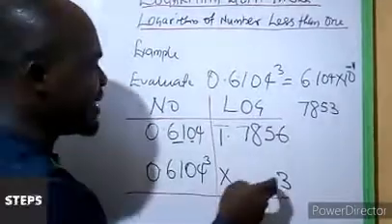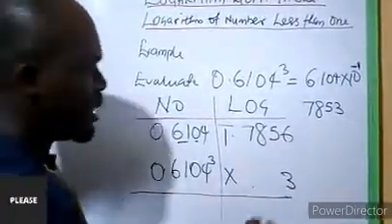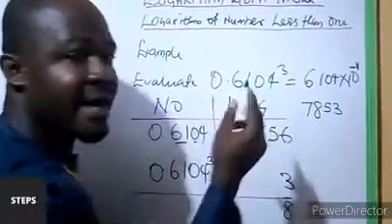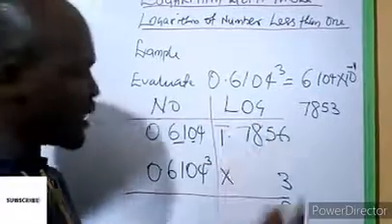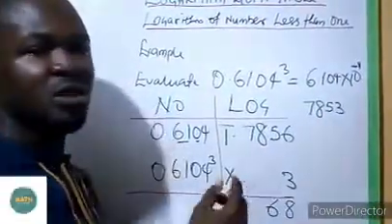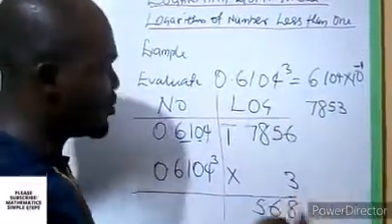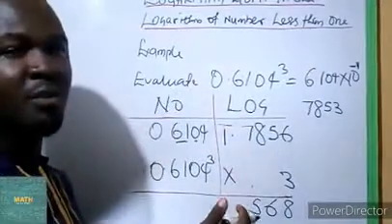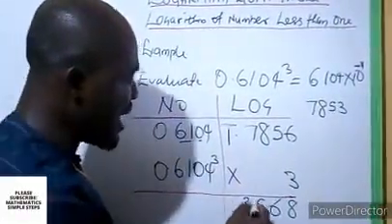Now, if you multiply this by 3, you will have 3 times 6 gives 18. So you put 8 and carry 1. 3 times 5 is 15, plus that one is 16. Carry 1. 3 times 8 is 24, plus 1, 25. So you put 5 and carry 2. 3 times 7 is 21, plus 2, so it will be 23. You put 3 and carry 2.